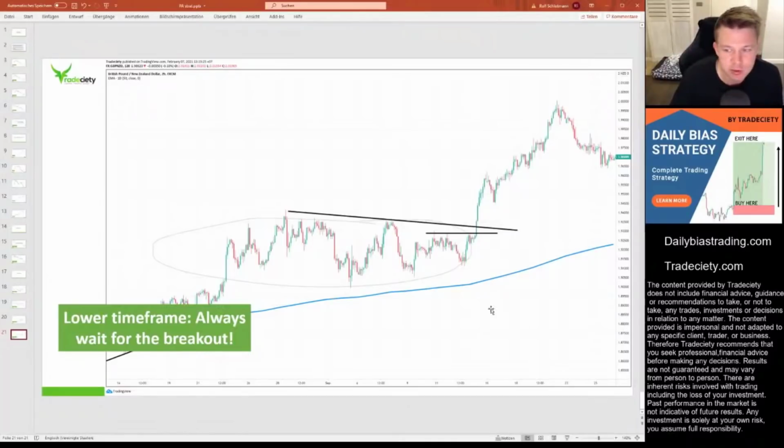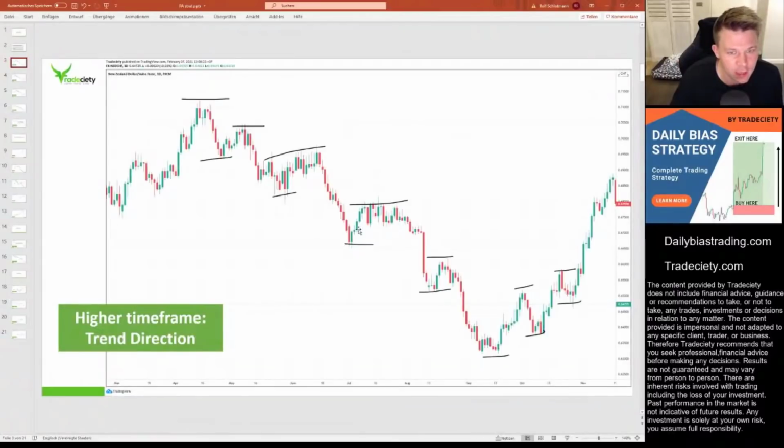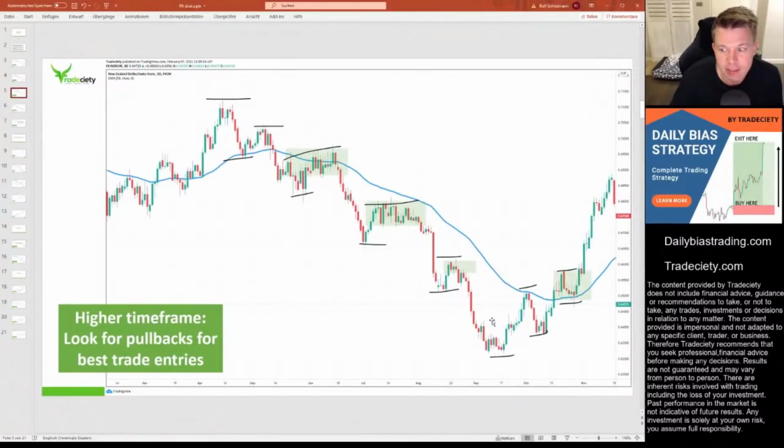So those are my two multi-time frame case studies. Always trade into the direction of the higher time frame. Make sure to also go to the lower time frame, define your patterns, and that is where you find the best trading opportunities.